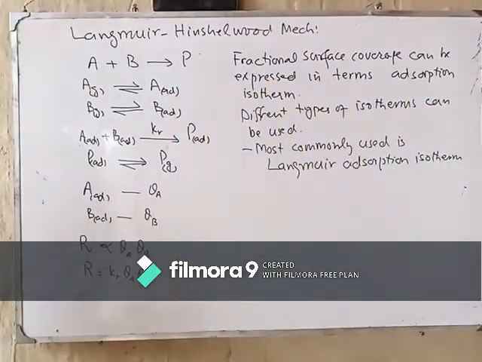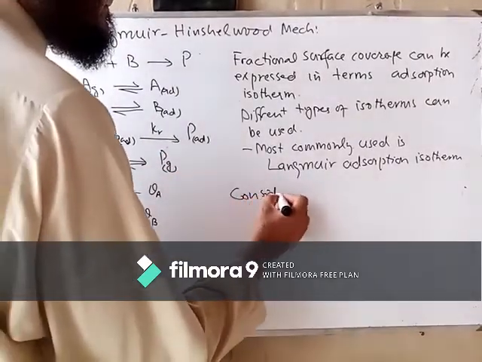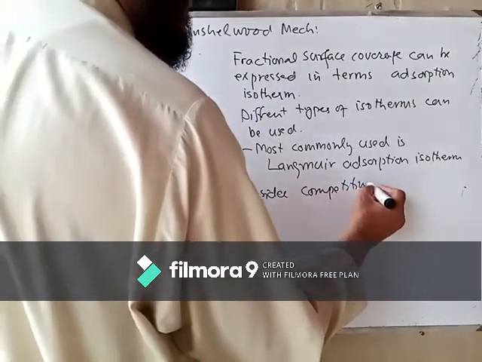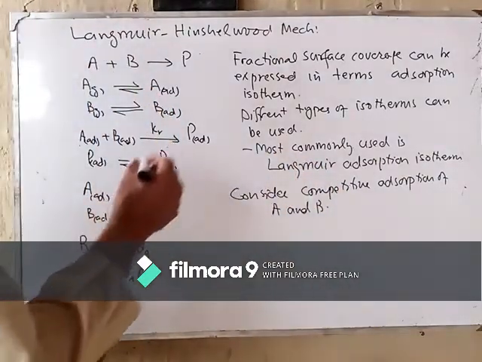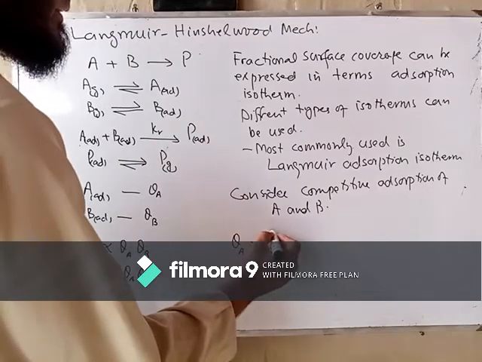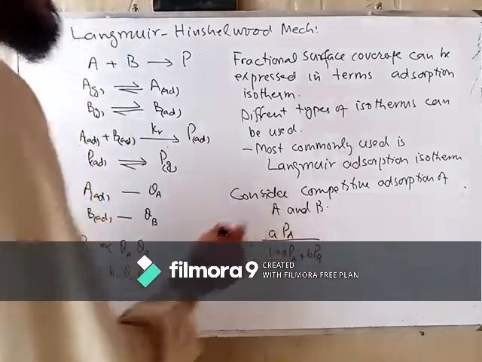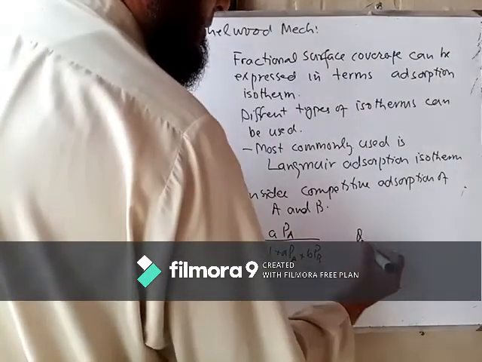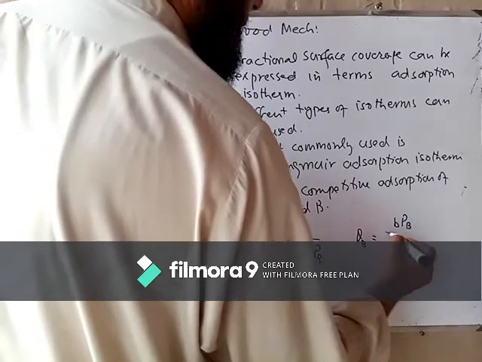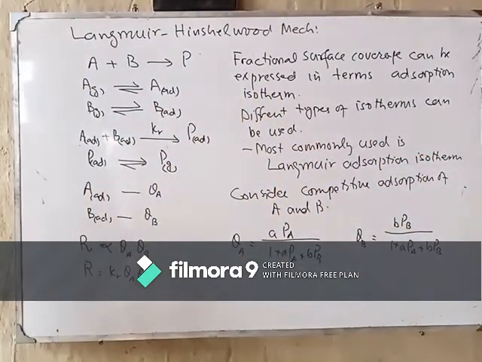अब Langmuir adsorption isotherm इसकी भी different types हैं. Competitive है, non competitive है, dissociative है, non dissociative है. तो हम सिर्फ एक ले लेते हैं. That is the competitive adsorption of A and B. So the competitive adsorption isotherm for A: theta A is equal to A PA over 1 plus A PA plus B PB, where A is the adsorption equilibrium constant for A and B is the adsorption equilibrium constant for B. Similarly, theta B will be equal to B PB over 1 plus A PA plus B PB. So this is the competitive adsorption isotherm for B.